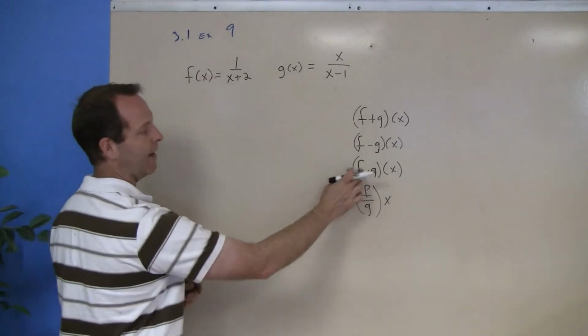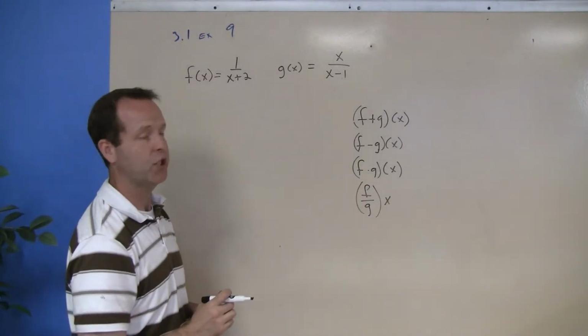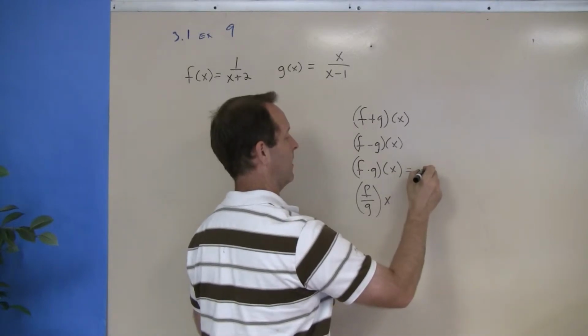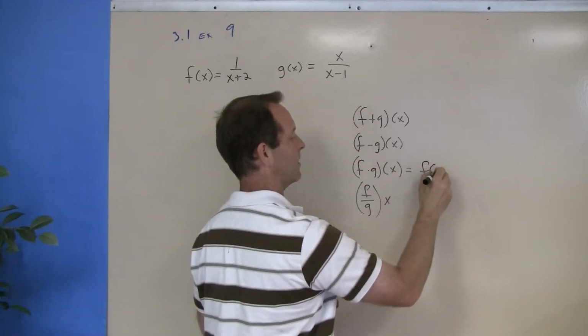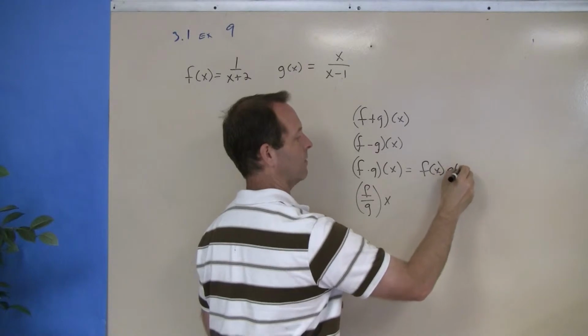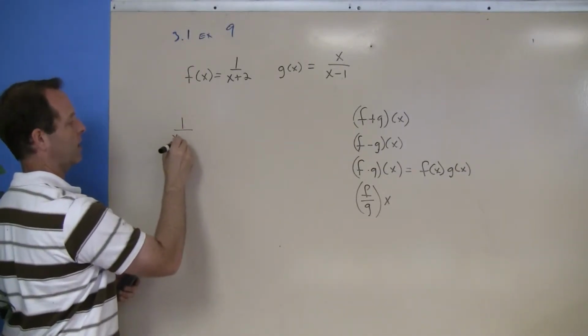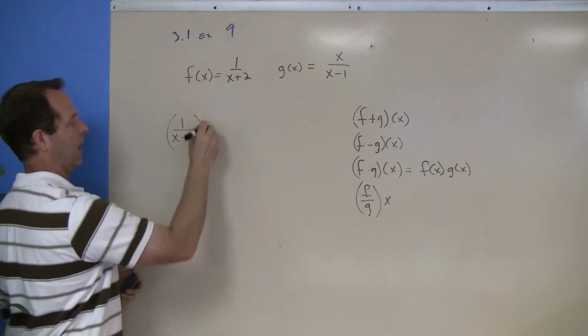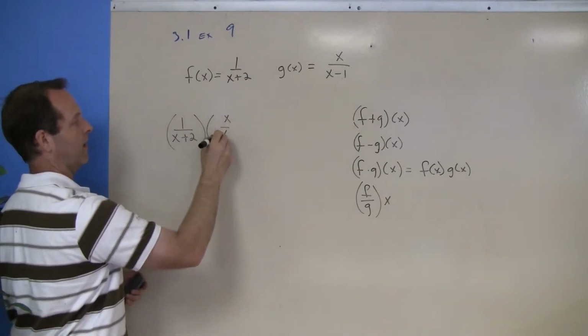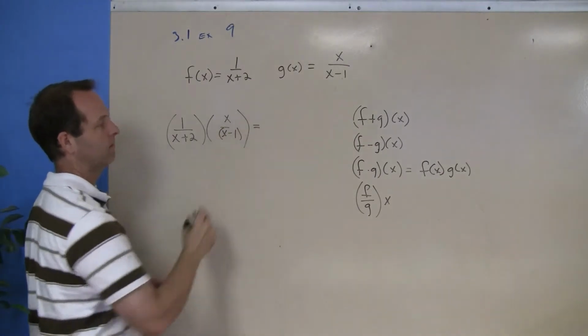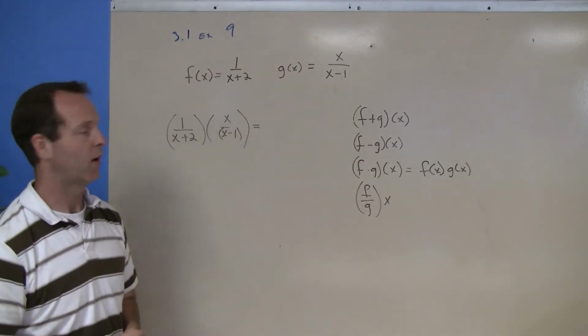The next one is f dot g of x, or f times g of x. And maybe I should write over here, it's going to be f of x times g of x. So let's just multiply those functions. 1 over x plus 2 times x over x minus 1. Multiply that out. And I can multiply that out fairly quickly for you.